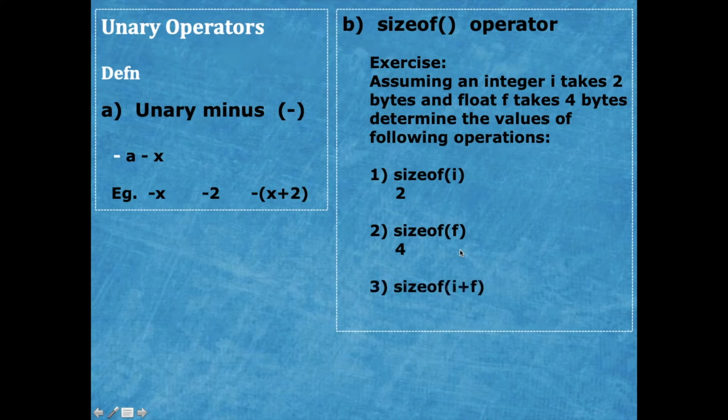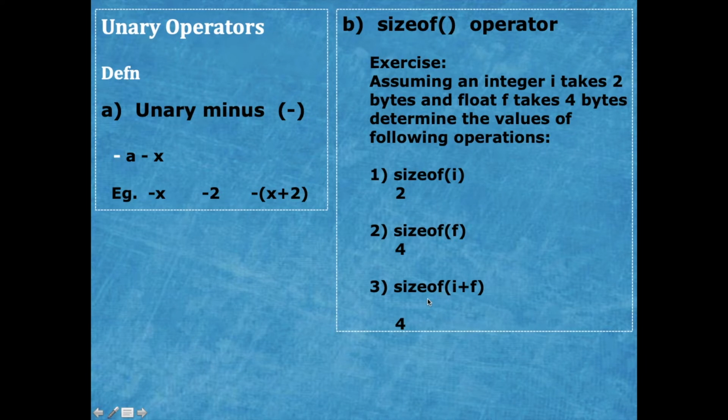Now have a look at the third question. Do one thing, pause the video and write the answer on your own. So what is your answer? Is it 6? 6 is wrong answer. The correct answer over here is 4. Now how come 4? So let's understand this.